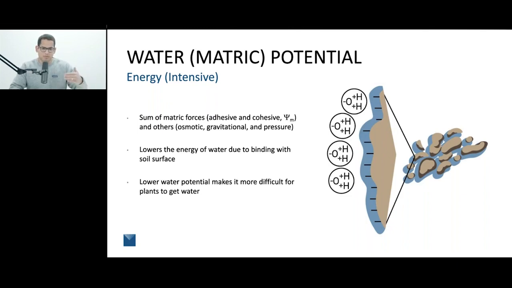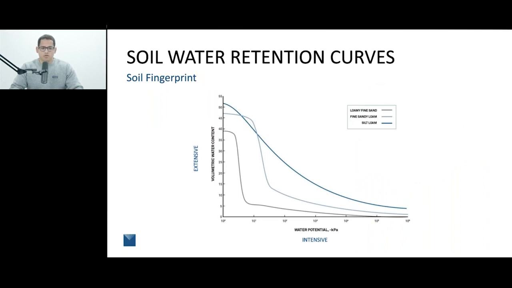Okay, this is a much more simple concept to understand. This really helps us identify whether or not water is going to move in the environment or whether it's going to be available to plants. And so we really need to understand both of these variables. And the way we often do that is through a soil moisture release curve. And the soil moisture release curve is how we relate these extensive and intensive properties in soil.